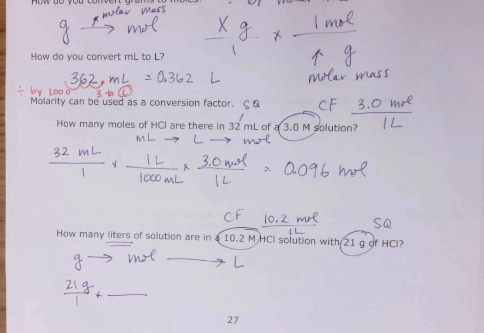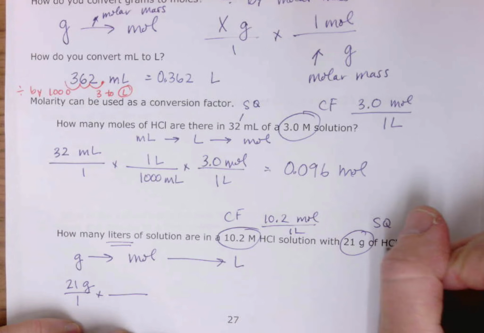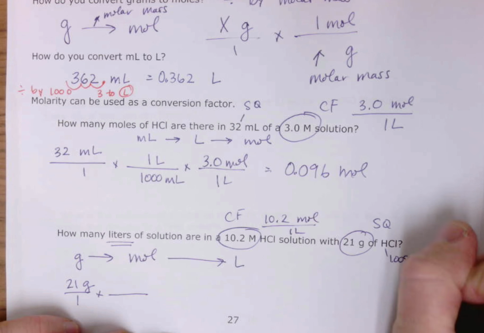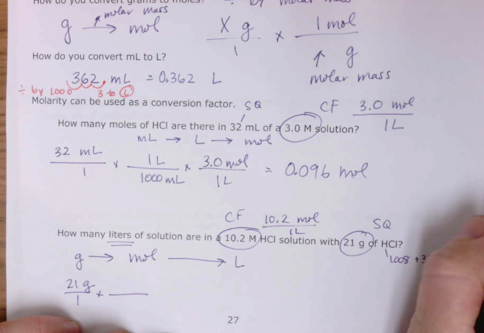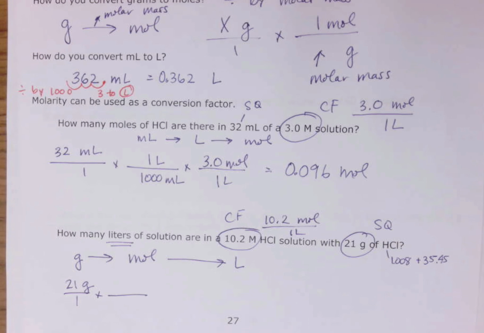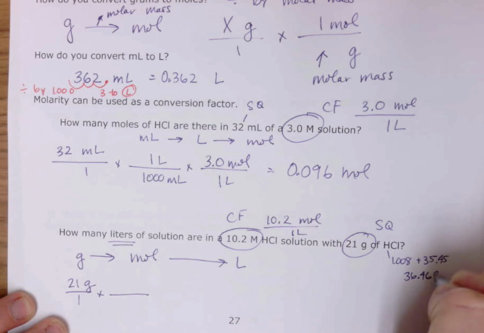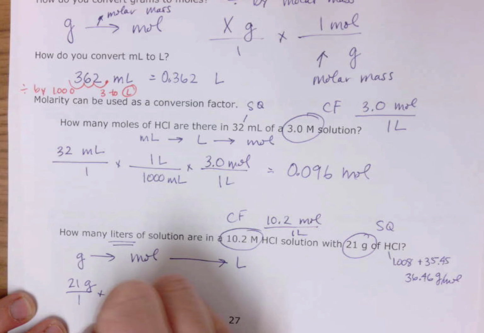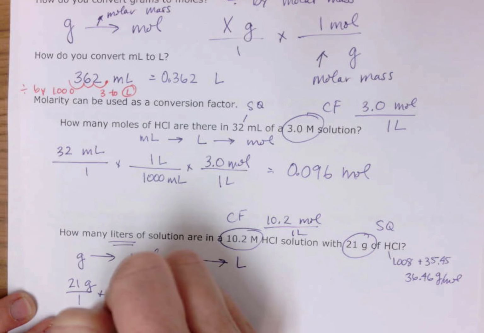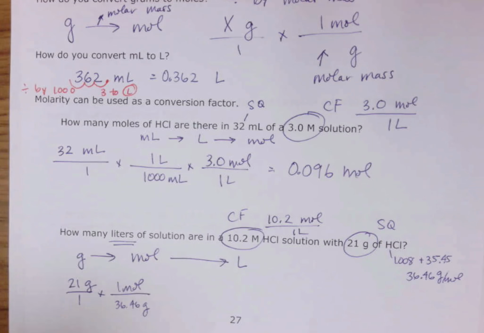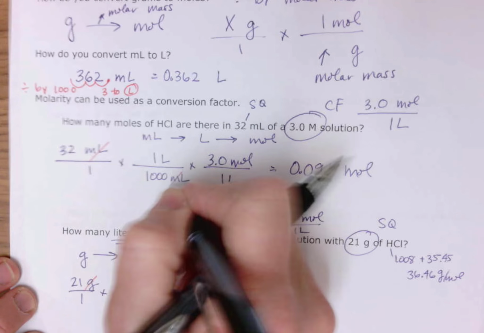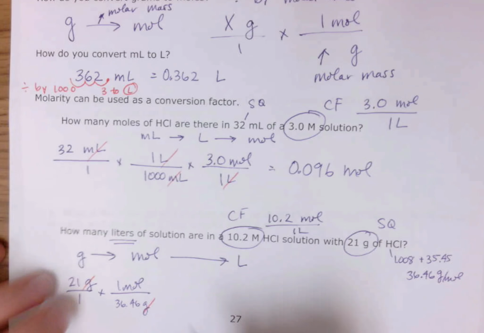I need to find the molar mass of HCl. Hydrogen's 1.008 plus 35.45. I'm getting these atomic weights off the periodic table. So we get 36.46 grams per mole. So we divide by 36.46 grams, and our grams cancel out. Now we're in moles.